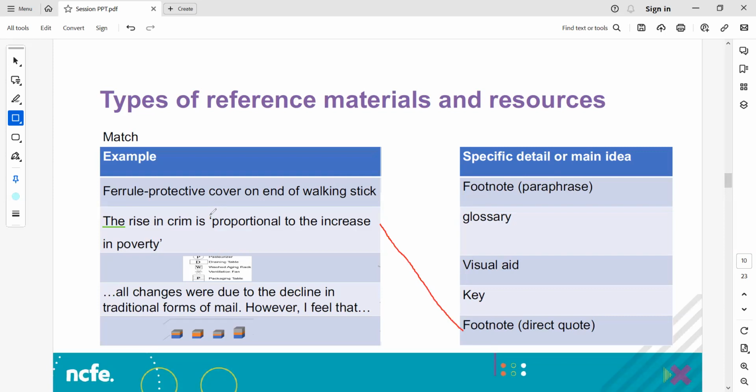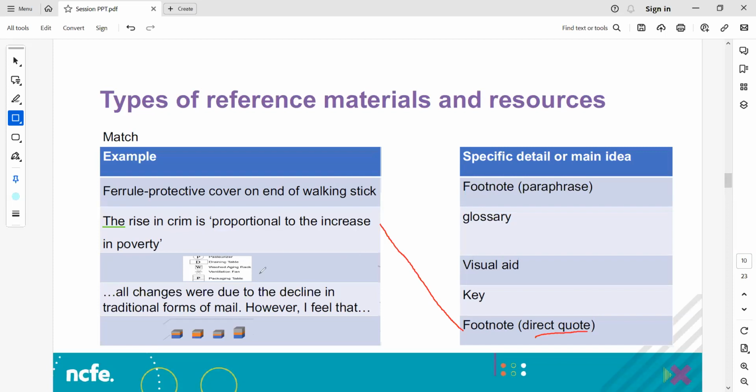So we've got the inverted commas here, so we know they are using someone else's words. They've not paraphrased that information into their own words. They are quoting directly from another text. So if that was found in a text you were reading, then it should have a footnote to tell us where that quote came from. Okay, does that make sense? Does anyone have any questions about that? No, okay.